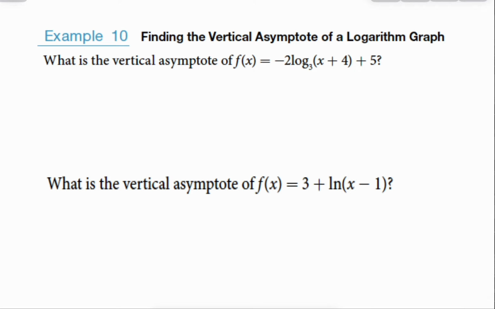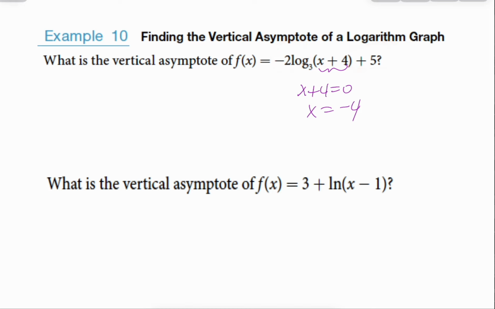So last thing is to find our vertical asymptotes. So all we care about is this number here. So where does x plus 4 equal 0? That's at -4. Now let's discuss what happened to this graph. It has moved to the left 4. It has been flipped and stretched, and then it moved up 5. So lots of things happened here.